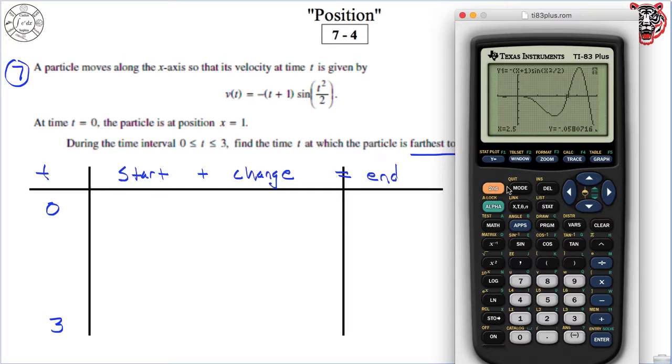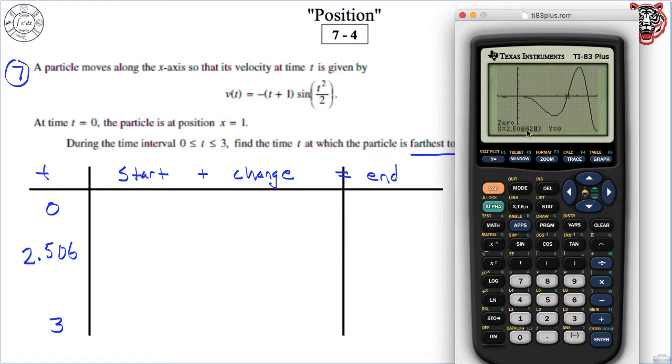The way that I do that is I do second trace, and I'm going to calculate the zero. So I hit 2, and that's left. I'm going to go to the right a little bit. And then I'm going to guess it's going to be right there. And it's going to tell us 2.506. This is really close. So this is going to be 2.506. And those are the only 3 values that we need to worry about.